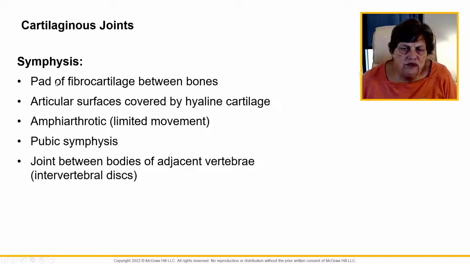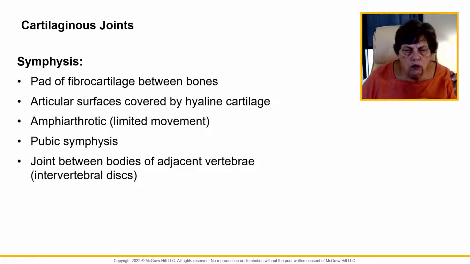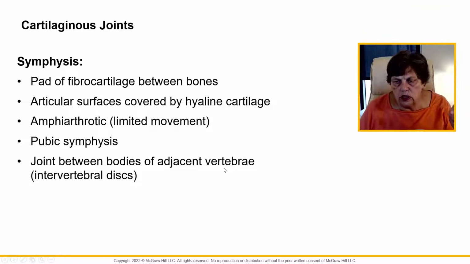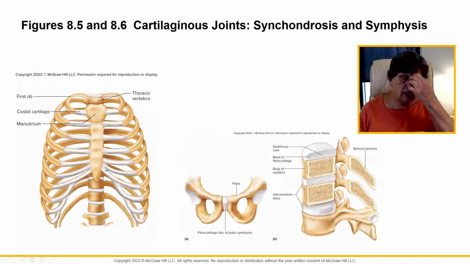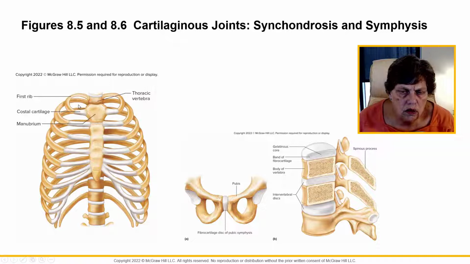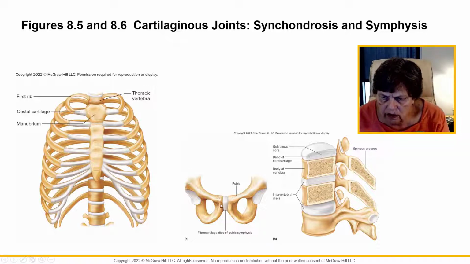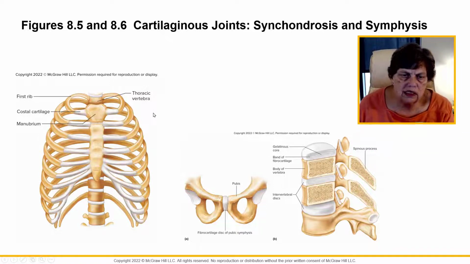And the other one is the symphysis, and this is a pad of fibrocartilage between the bones. This we're going to see mainly in the pubic symphysis, between the 2 pubic bones and the pelvis, or the joint between the adjacent vertebrae, the intervertebral discs. Okay, so we can take a look at this. You can see that costal cartilage right there and that joint there, and you can see the pubic symphysis with that fibrocartilage, and again you can see those intervertebral discs.